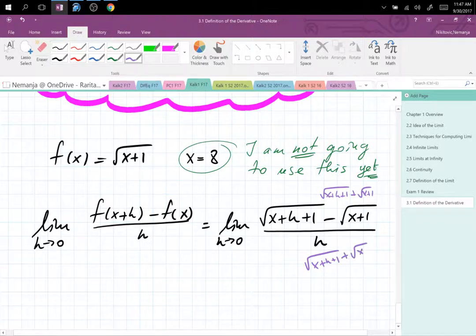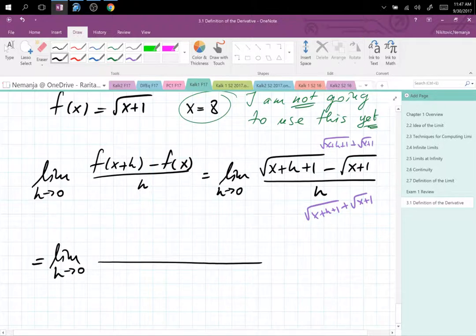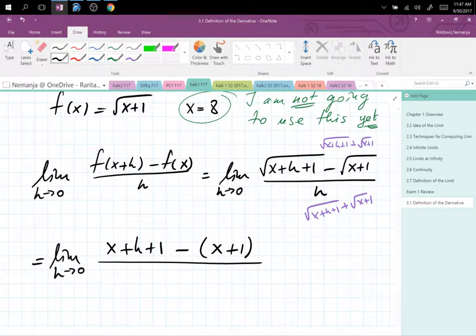This is something that you should know, right? Because it's a conjugate. Doesn't matter how nasty these things look. Conjugate changes the sign in the middle and you just go with it. Multiply it out. Square root times itself is just x plus h plus 1 minus x plus 1. And the middle terms canceled because it's a difference of squares. On the bottom you have h times, and you keep everything as is.